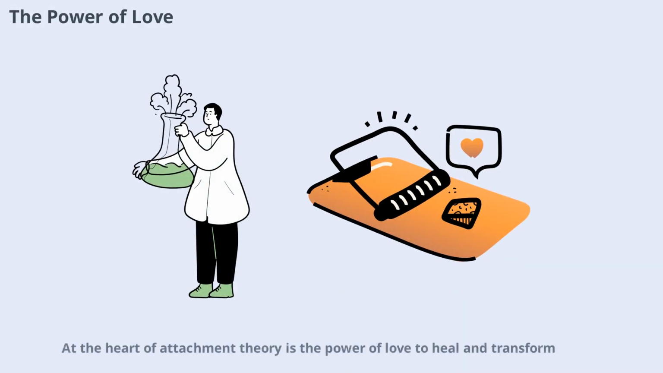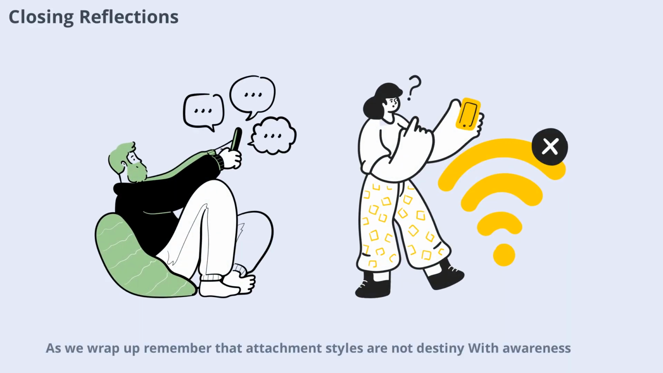At the heart of attachment theory is the power of love to heal and transform. By understanding yourself and your partner, practicing empathy, and nurturing secure bonds, you can create relationships that are resilient, supportive, and deeply fulfilling. As we wrap up, remember that attachment styles are not destiny.